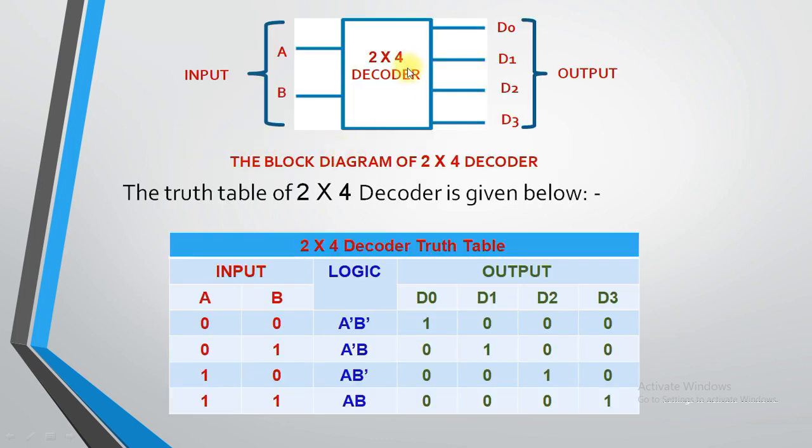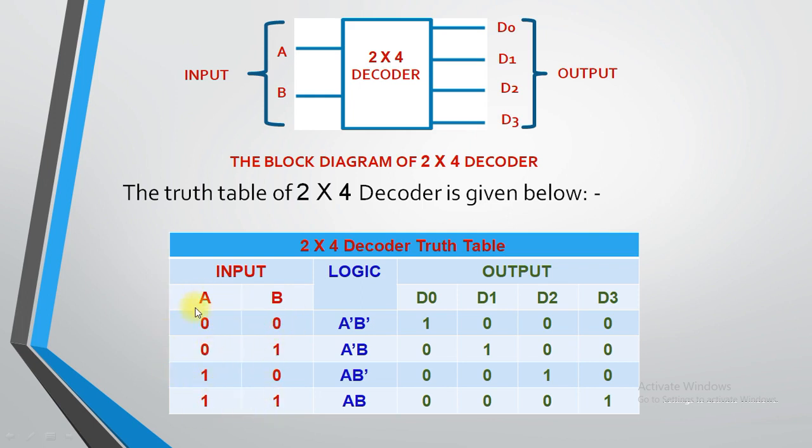Now here is the block diagram of 2 by 4 decoder. Input variable A and B is there, output variable D0 to D3 is there. Because it is a decoder, that's why I have taken variable D. You can take any variable name. Now for drawing the truth table, first of all you need to write possible combinations for 2 input variable.